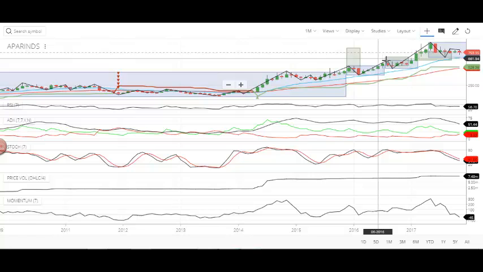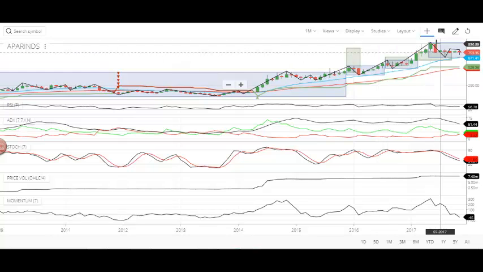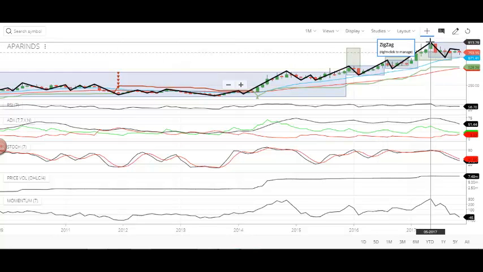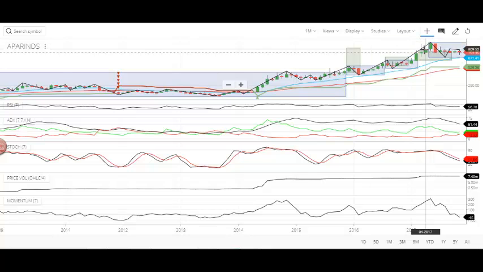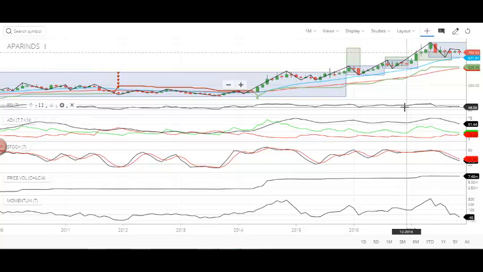New high 1, new high 2, 3, 4. So the stock reached its peak price in May 2017, and at that time it was trading at 913 rupees. And today the stock is trading at 753. That means the stock has come down, and right now a downward trend is going on.